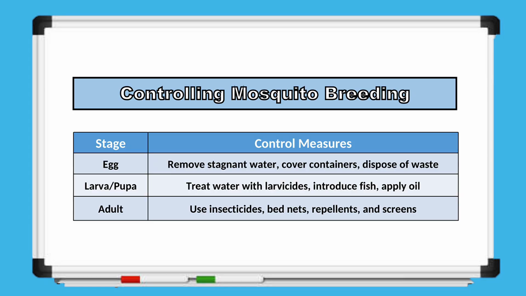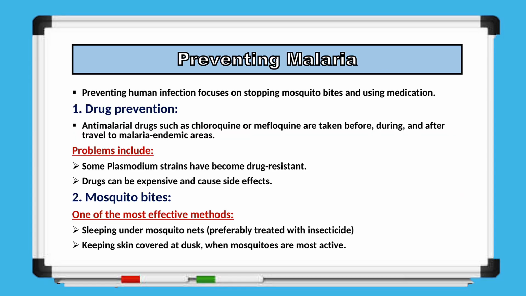At the adult stage, control methods include using insecticides, sleeping under bed nets, applying repellents, and installing window and door screens to prevent mosquito bites. Moreover, other than life cycle, preventing malaria in humans focuses on stopping mosquito bites and, in some cases, using medication. One method is drug prevention.